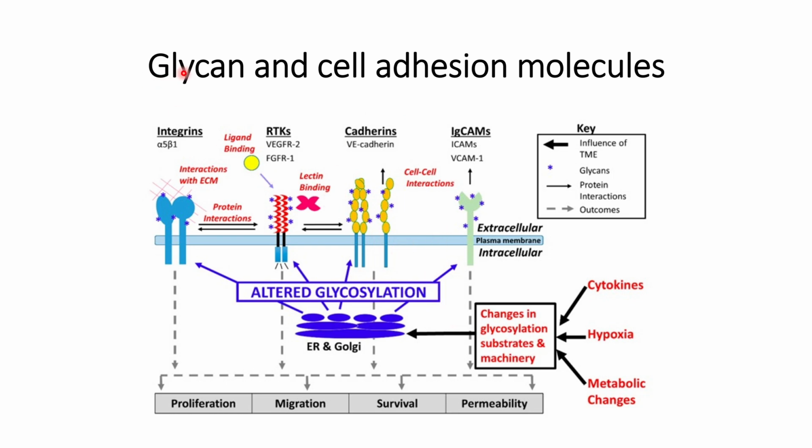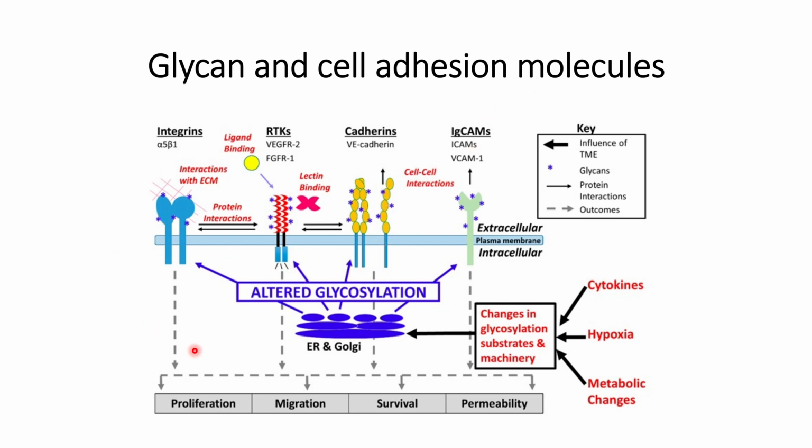So these glycans are usually found on the glycoproteins that are present on the cell surface membranes, and these glycans help in the interaction or adhesion with neighboring molecules. Some of these glycan adhesion molecules are known as IgCAMs, such as ICAMs and VCAM1. CAM is the short form of cell adhesion molecules.